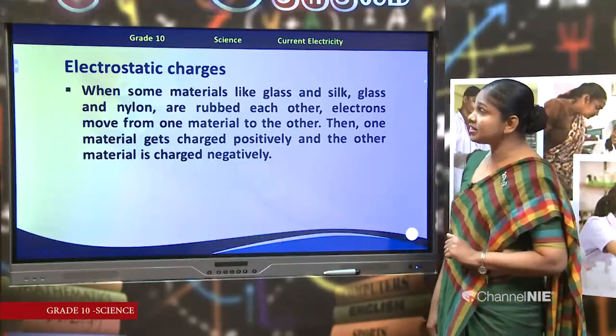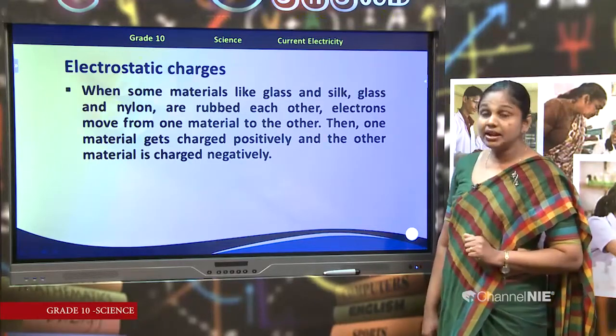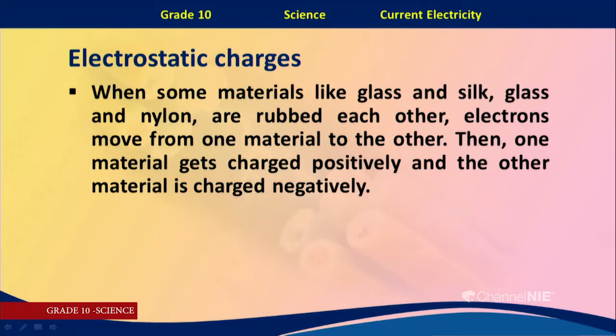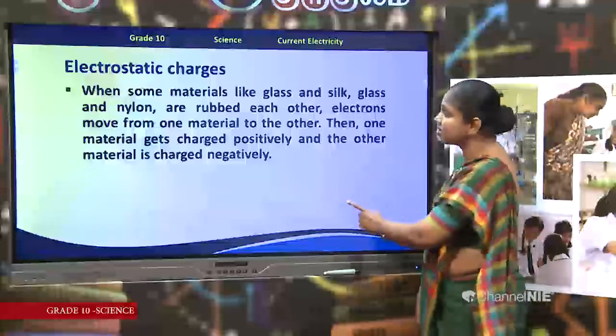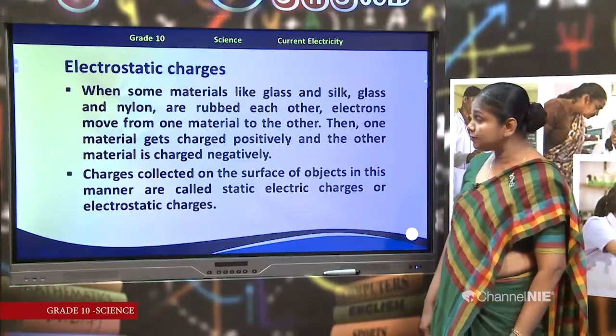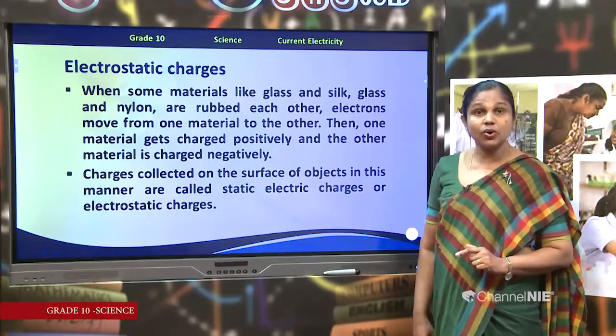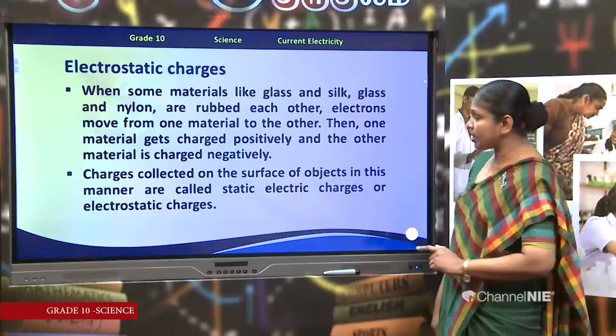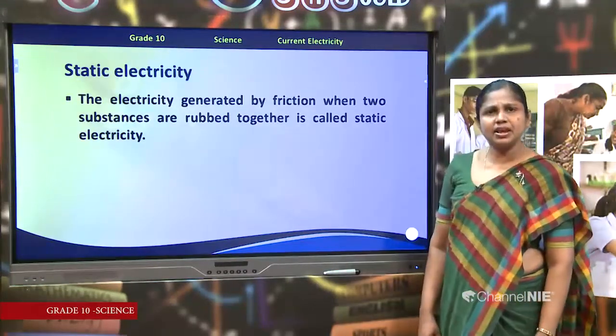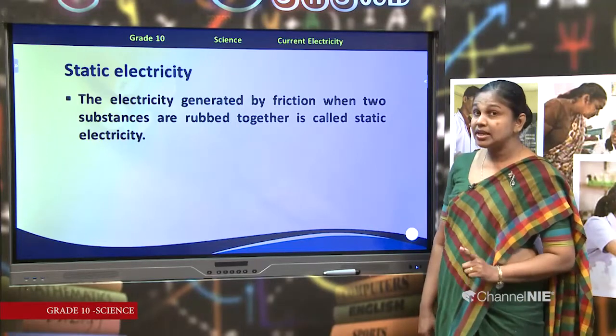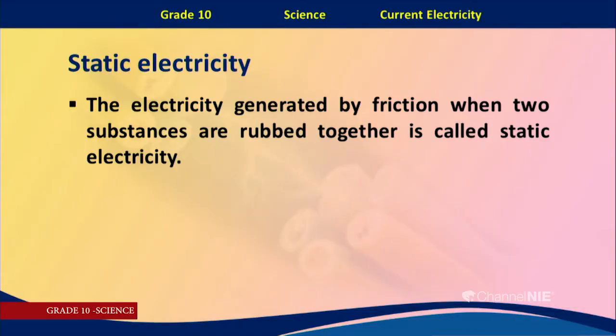When some materials like glass and silk, or glass and nylon, are rubbed against each other, electrons move from one material to the other. Then one material gets charged positively and the other is charged negatively. Charges collected on the surface of objects in this manner are called static electric charges or electrostatic charges. Right. Then what is static electricity? Static electricity is the electricity generated by friction when two substances are rubbed together. Right?